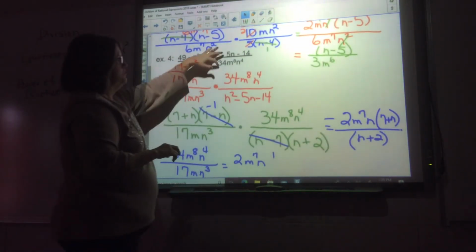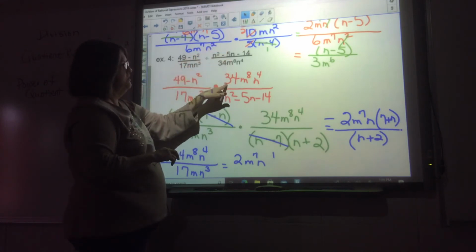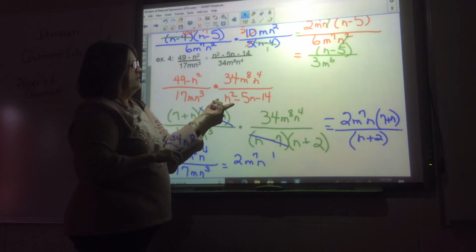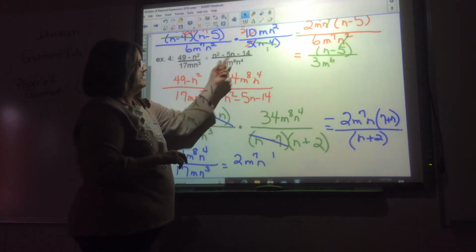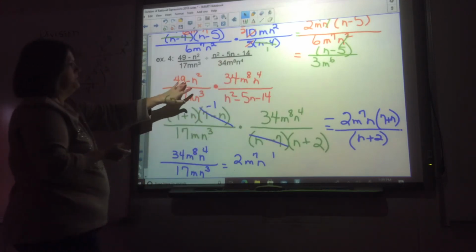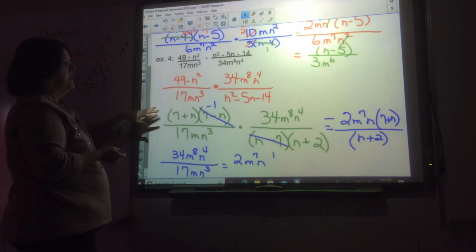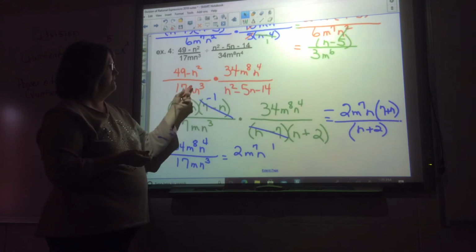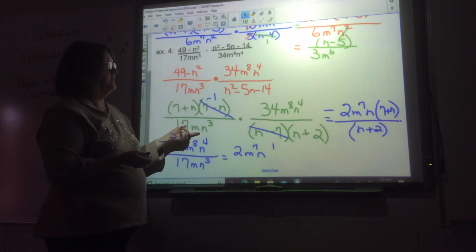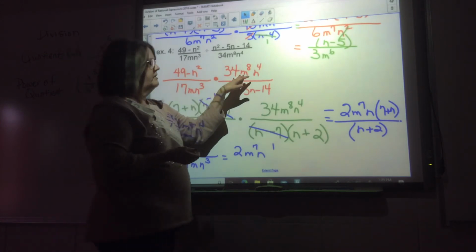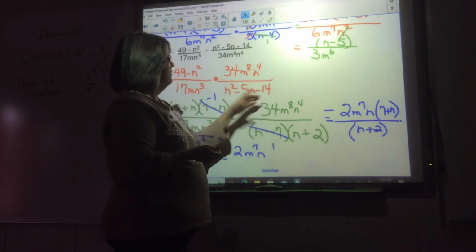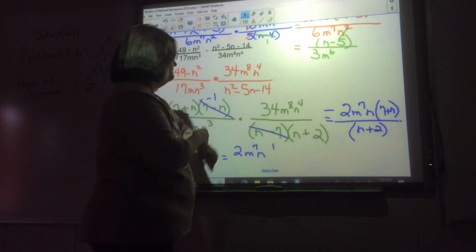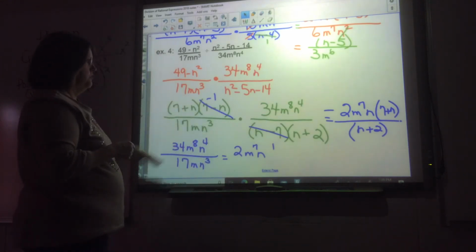Again, remember to flip. That's 34 m to the 8th, n to the 4th over n squared minus 5n minus 14, and then you factor. This one is the difference of two squares. It factors to be 7 plus n, 7 minus n, over 17 m n to the third. This is 34 m to the eighth, n to the fourth, over n minus 7, n plus 2. Then you can cancel out.